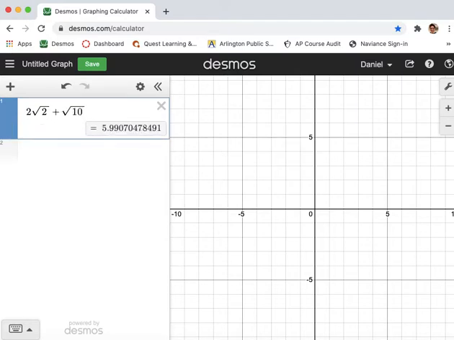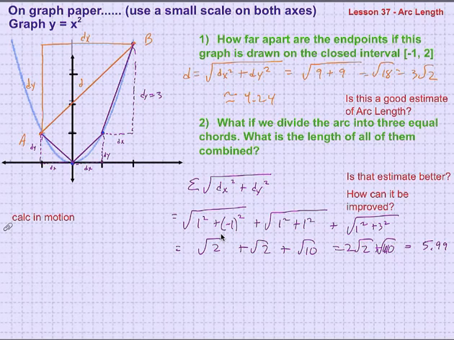.99. Well, that's a lot bigger than 4.24. It's more than 25% bigger, so that's a big difference. And it's a much closer approximation. So yes, the approximation is better, but how can it still be improved? And I'm sure some of you are already seeing where I'm headed with this.